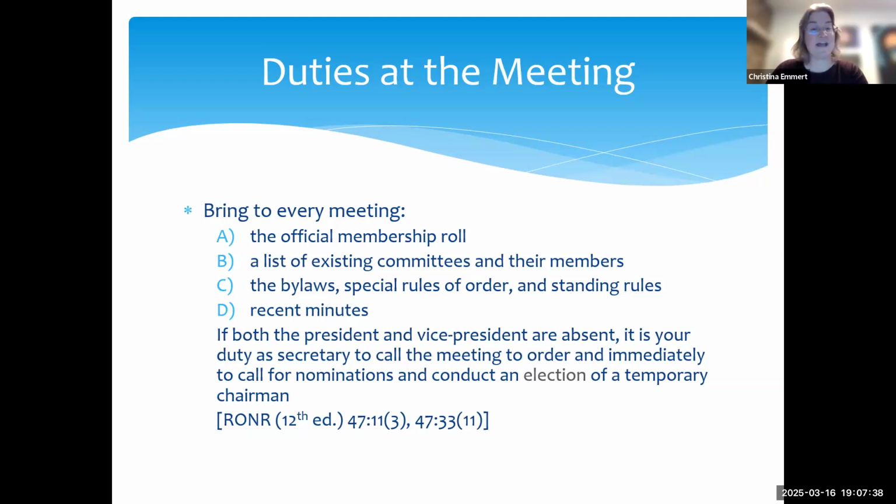And if the president and vice president both happen to not get on the meeting, it's your job as secretary to call the meeting to order and immediately call for nominations to conduct an election of a temporary chairman. So you as secretary would not be presiding at that meeting, but you would be looking to have somebody else that was in attendance preside at that meeting instead of the president or vice president.